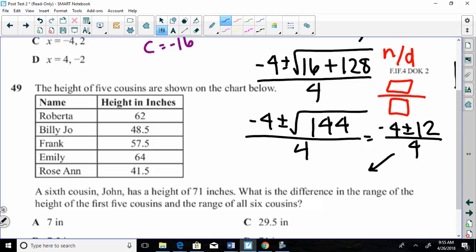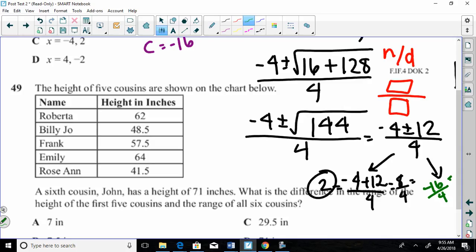And so now I break it into the plus and minus. So what's negative 4 plus 12 over 4? So you end up getting 8 over 4, which is what? 2, right? So we know 2 is an x-intercept. Then we can do it over here. Negative 4 minus 12 is negative 16 over 4 ends up being negative 4.